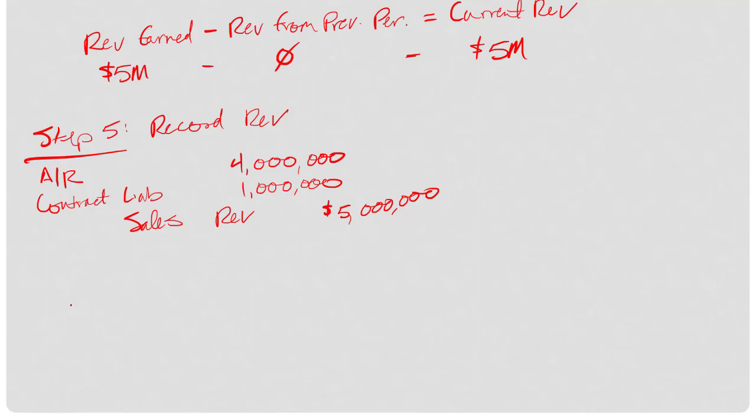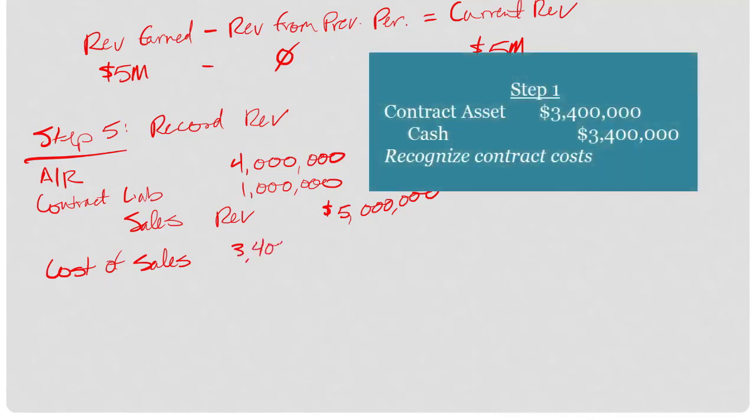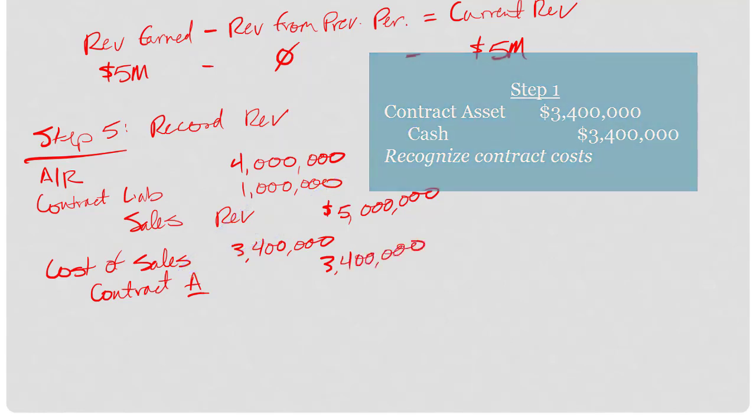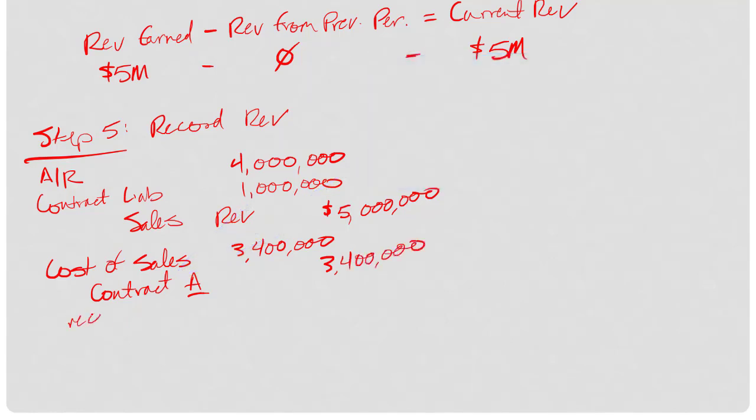The last part, though, is I can't recognize the revenue without the cost. So cost of sales, or you can use cost of goods sold if you want to. This is going to be equal to the amount from step 1, which is 3.4 million. And we'll take that out of our contract asset. And this is to recognize revenue and cost of the project.